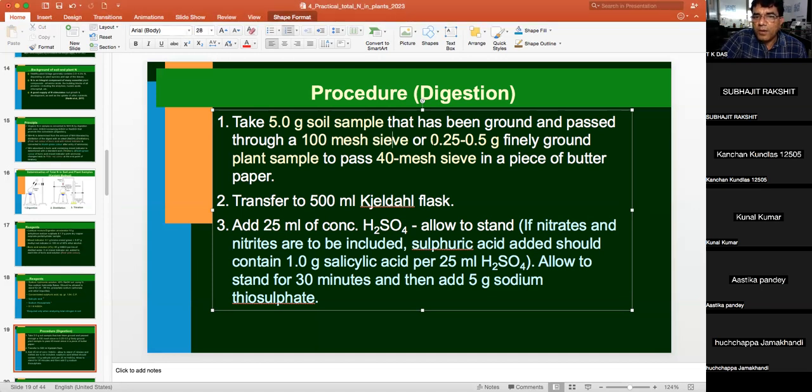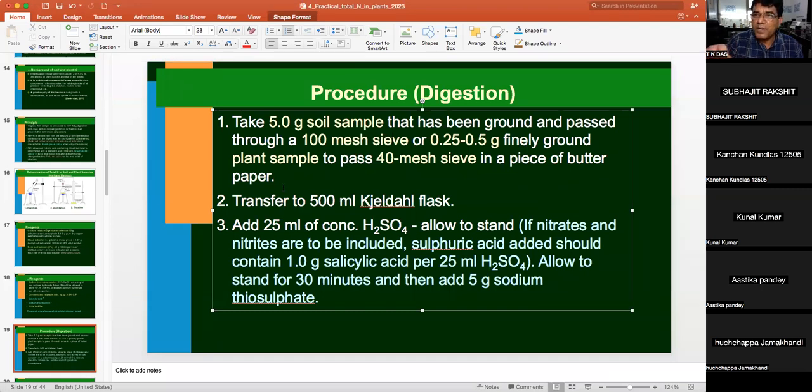And then for plant, the sample weight is very small, 0.25 to 0.5 gram. Finely ground plant sample to pass 50 mesh sieve in a piece of butter paper. You can take butter paper because the neck of the Kjeldahl flask is very long. If you put soil through the neck, then it can stick to the neck.